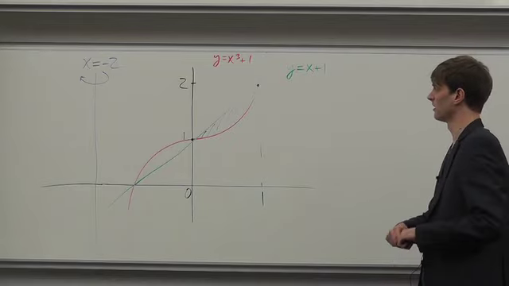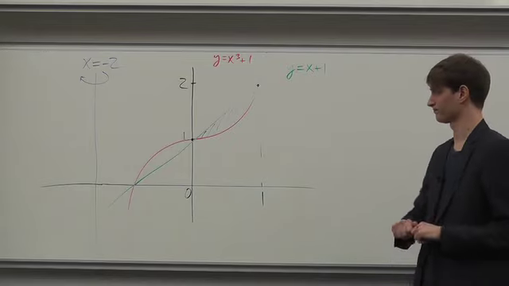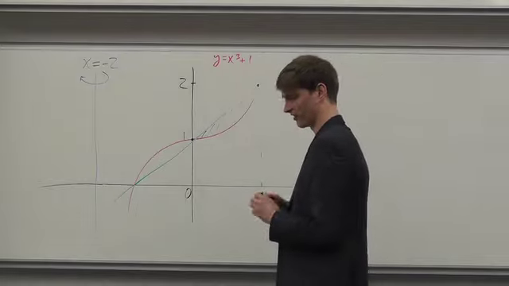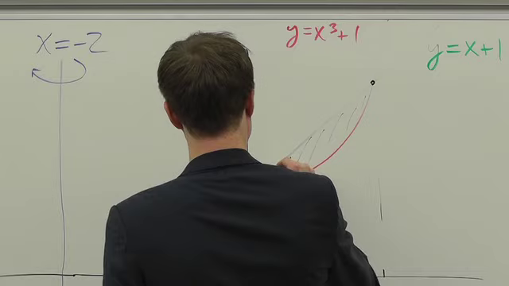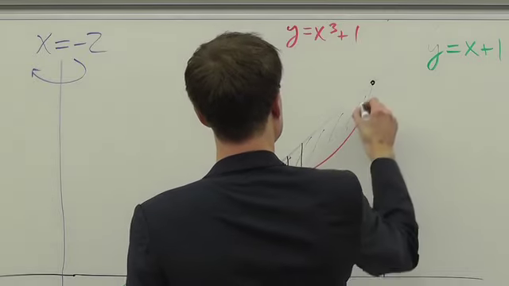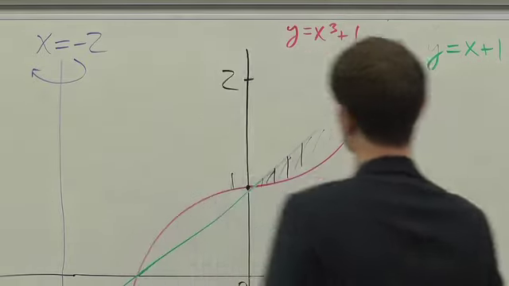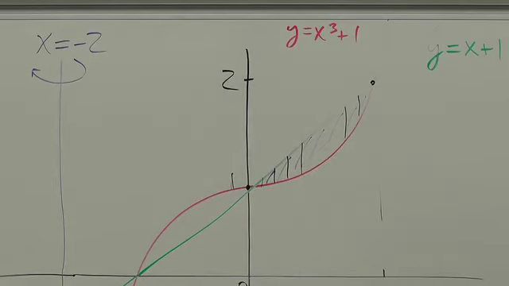But let's start with vertical slicing. So the idea is I'm going to take this region and slice it up into rectangles like this, or approximate rectangles.